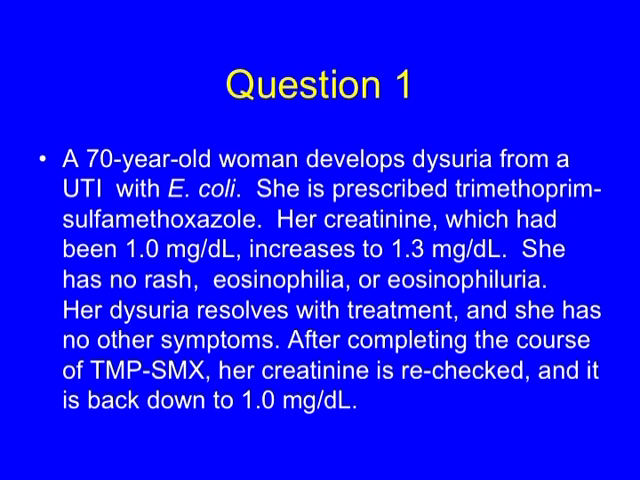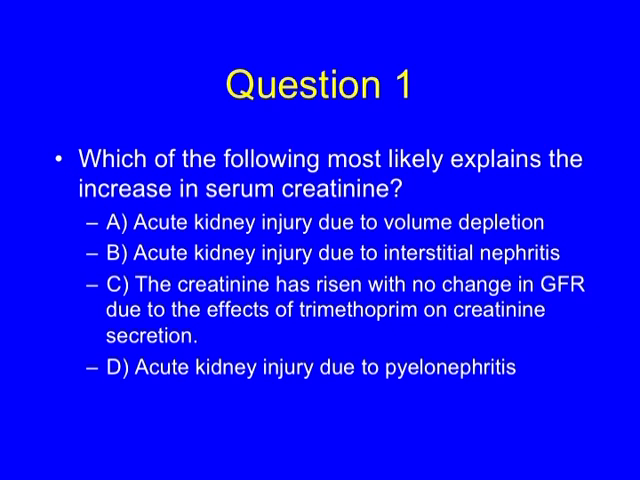So the first question: a 70-year-old woman develops dysuria from a UTI with E. coli. She's prescribed trimethoprim sulfa. Her creatinine, which had been 1, increases to 1.3. She has no rash, eosinophilia, or eosinophiluria. Her dysuria resolves with treatment. She has no other symptoms. After completing the course of Bactrim, her creatinine is rechecked and it's back down to 1. Which of the following most likely explains the increase in serum creatinine?